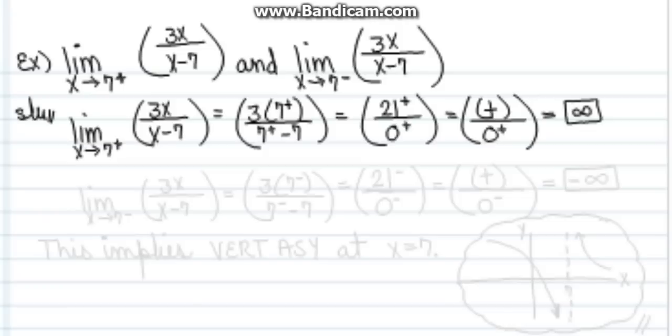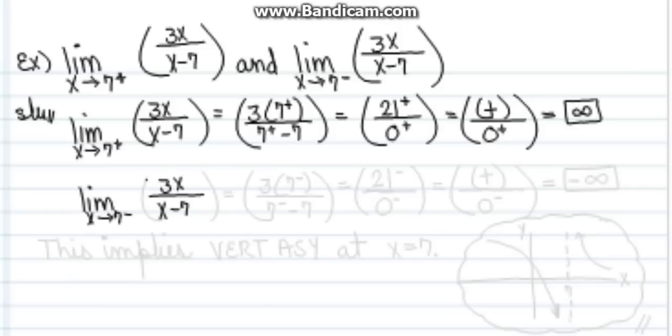Now you want to contrast that to what we see when we approach 7 from the negative side. We're going to try the same kind of trick where we're going to basically substitute a number that's slightly less than 7 for x and see what kind of result that gives us. So as we take the limit as x approaches 7 from the negative side of 3x over x minus 7, let's see what we get here.